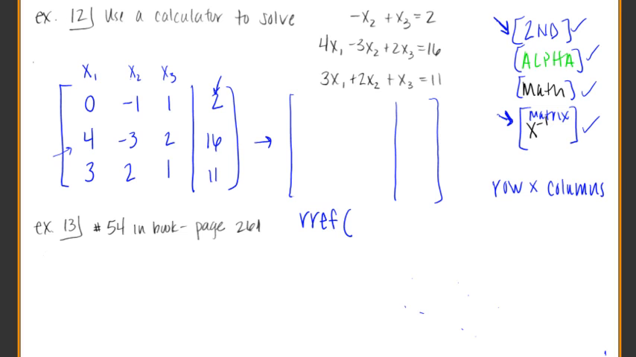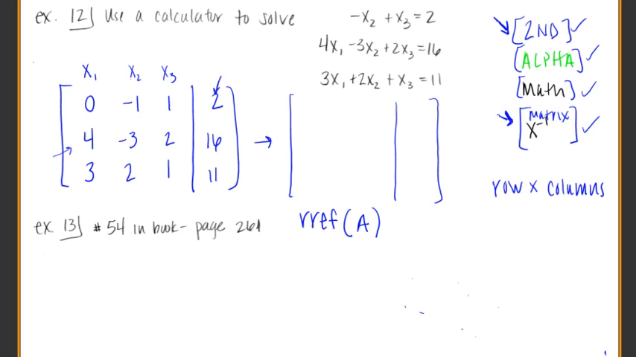It's going to take you back to your home screen where it looks like this, RREF with an open parentheses. What we need to do now is insert matrix A. So go second X inverse. Make sure that number 1's highlighted. If it is, just go ahead and hit enter, just as is.